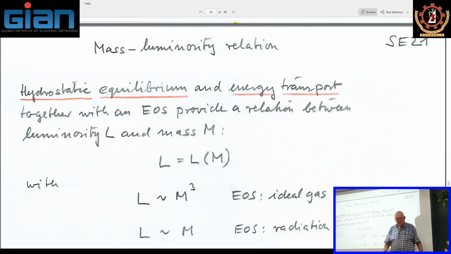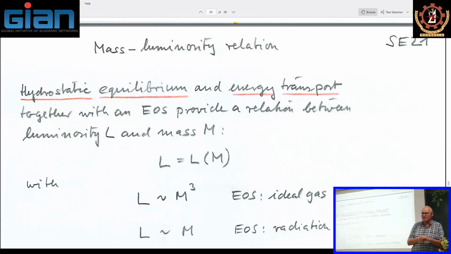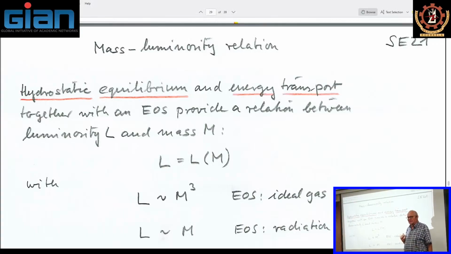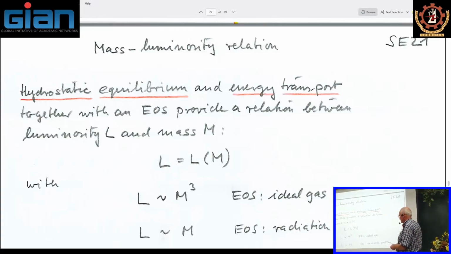That means L, the luminosity, is fixed or determined by the mass only. There are no other parameters apart from opacity. Okay, there are minor effects, but of the main physical parameters of the star, there is only the mass left as a parameter of the luminosity. So the star's luminosity is completely determined by its mass. So if you have a star of a certain mass, you know it has to radiate at the rate which is prescribed by the mass-luminosity relation.